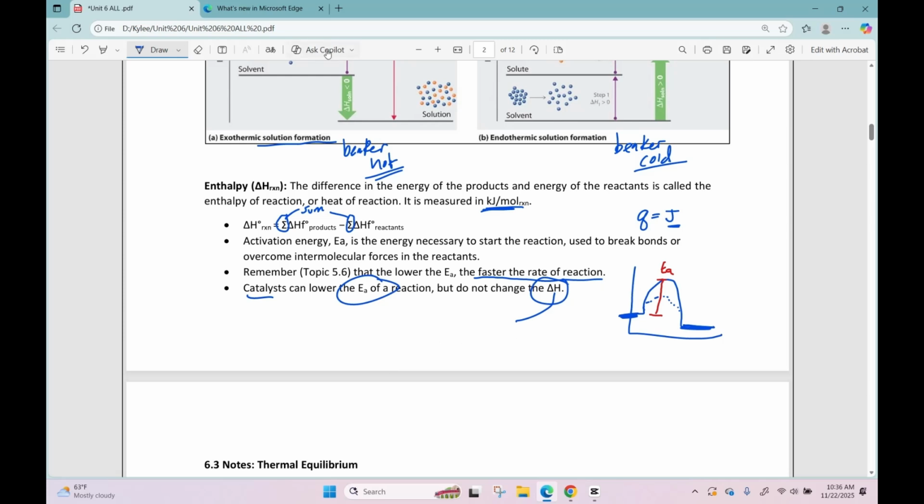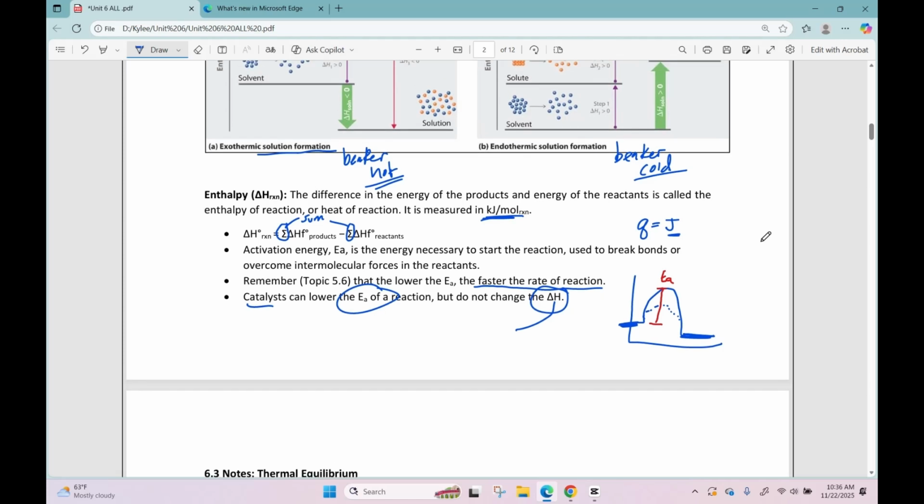All right, so that is our little intro to Unit 6 on 6.1 and 6.2.